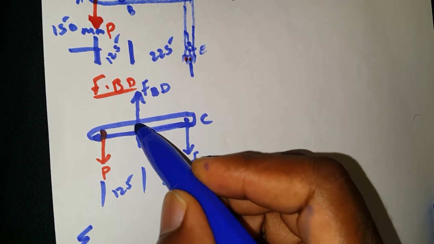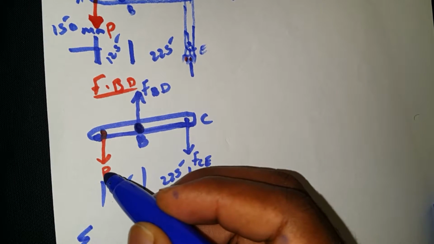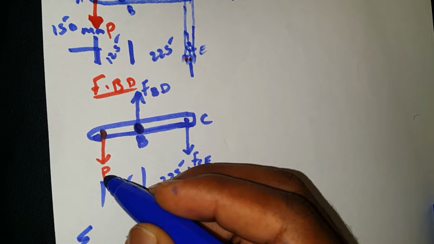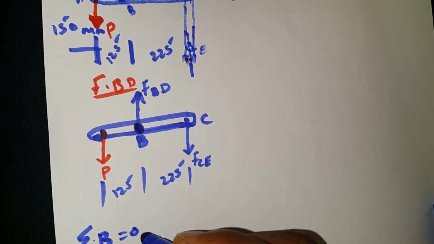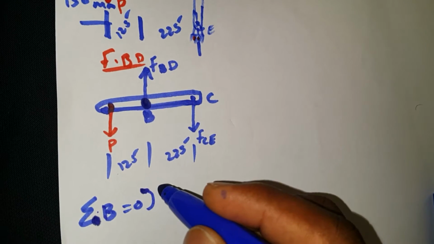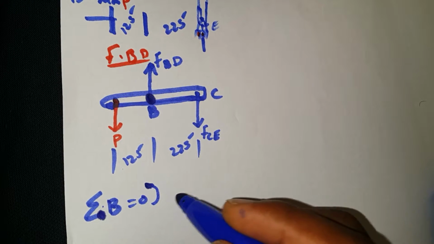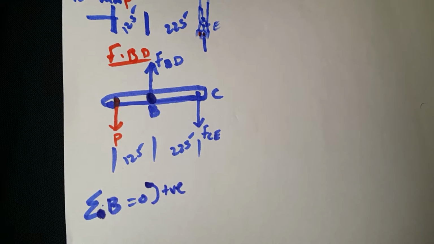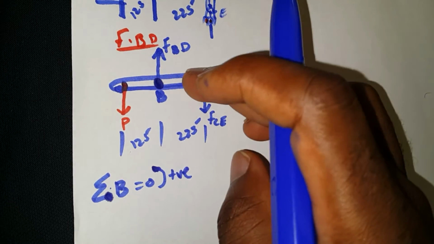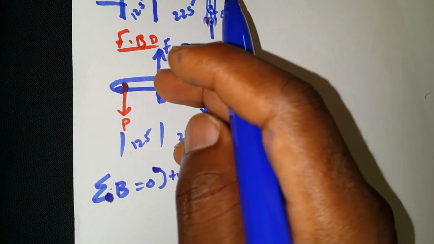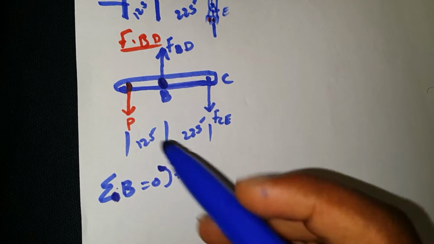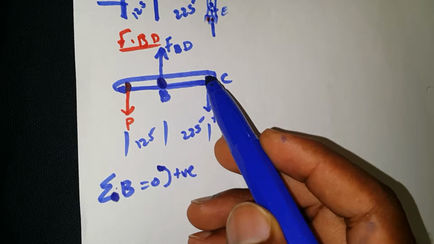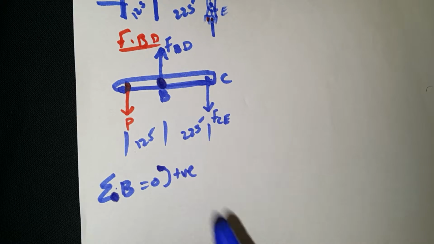Let's start from B, because it seems now we are looking for P. Summation of moment at point B is equal to 0. Let's show our direction positive. We are trying to take a moment at point B. So now what do we do? At point B, from here is negative, and from here is positive.